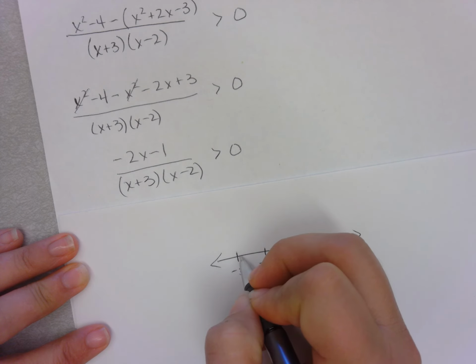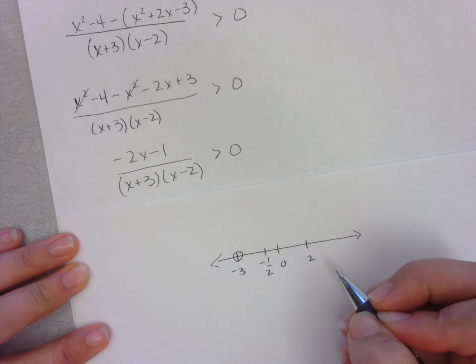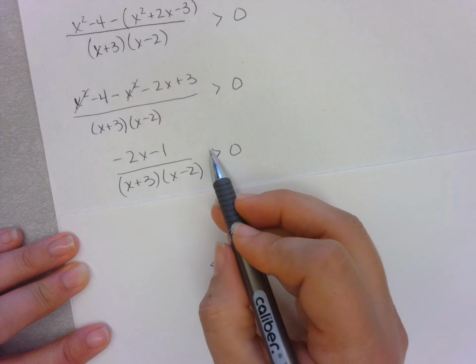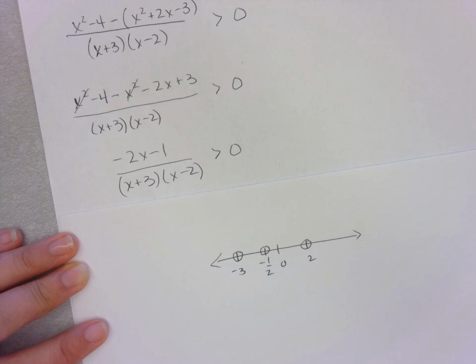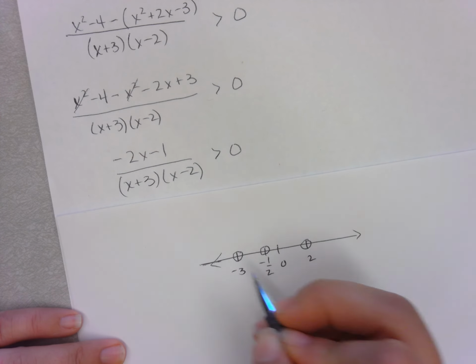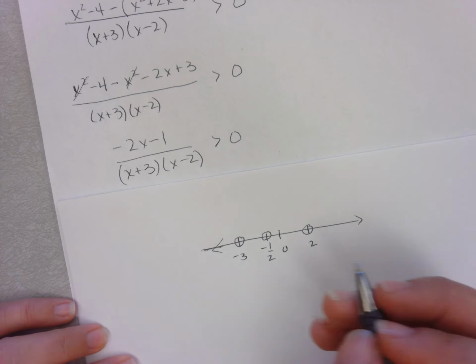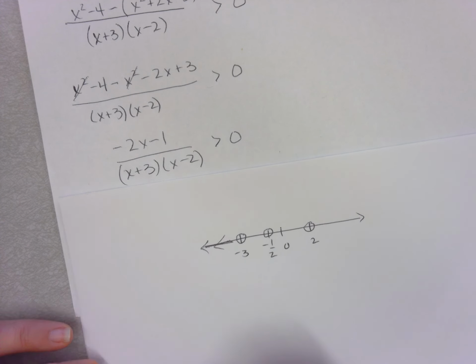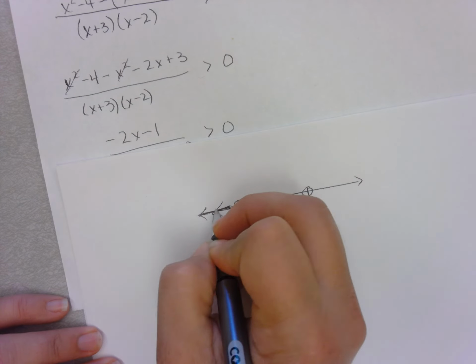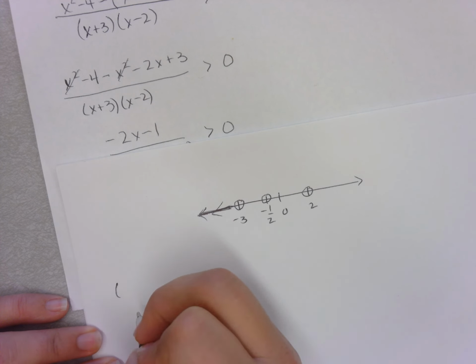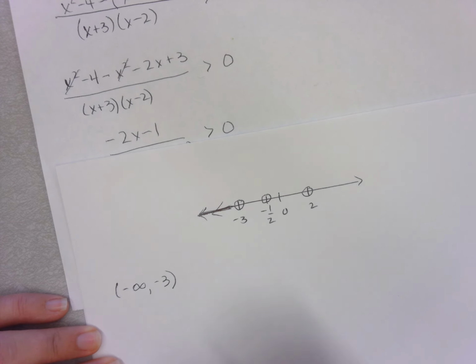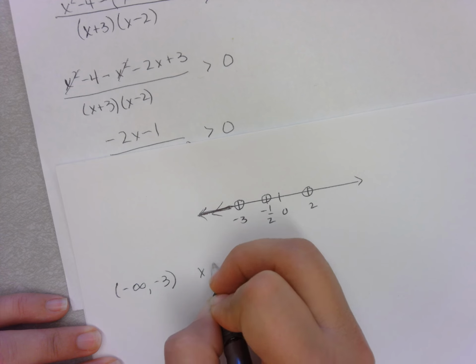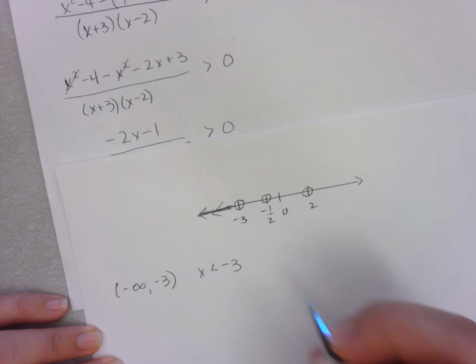I know I always have open circles where my denominator is 0. And because there's no equal sign, this last one will also be an open circle. So none of the solutions that I currently found will be part of my solution, but they do break my number line into different parts. Okay, so if I look at this part, we'll practice rewriting these. This first interval goes, in interval notation, from negative infinity to negative 3, open parentheses, or I could write it as x is less than negative 3, either one of those.